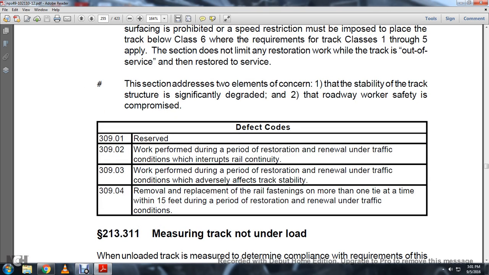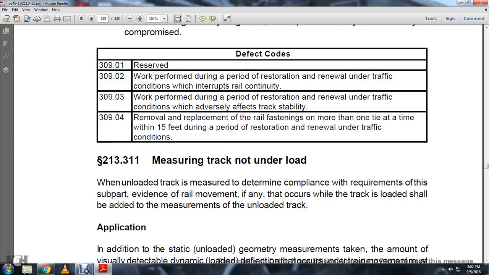All right, your defect codes: 30901, reserved. 30902: work performed during the period of restoration and renewal under traffic conditions which interrupts rail continuity. 30903: work performed during the period of restoration and renewal under traffic conditions which adversely affects the track's stability. 30904: removal and replacement of rail fastenings on more than one tie at a time within 15 feet during the period of restoration and renewal under traffic conditions.